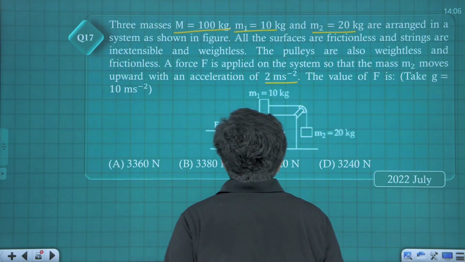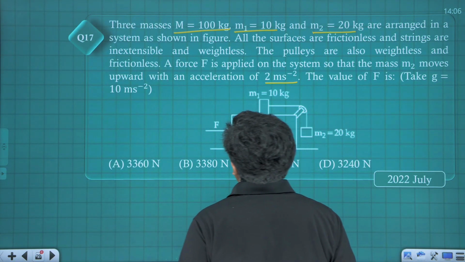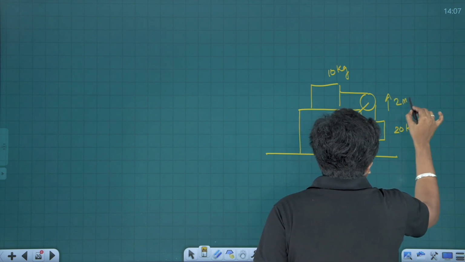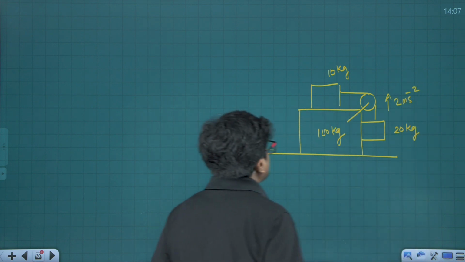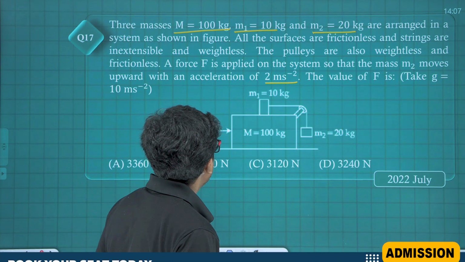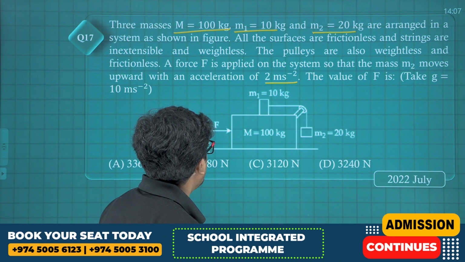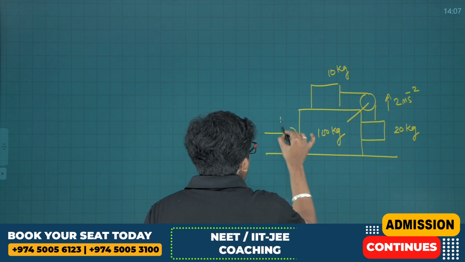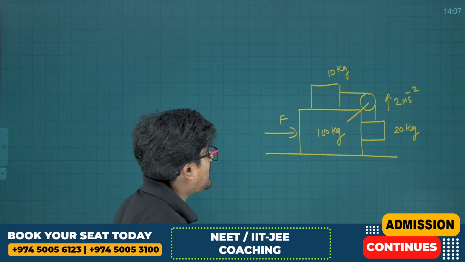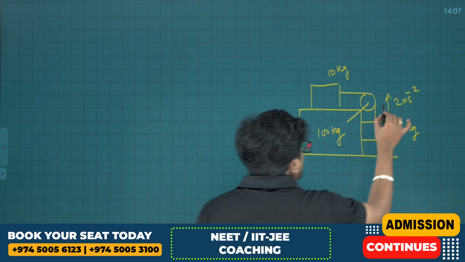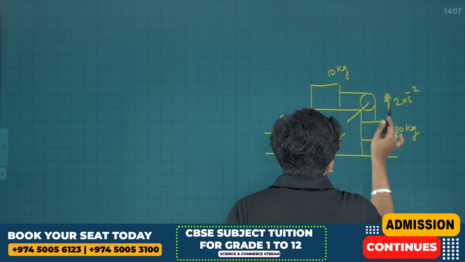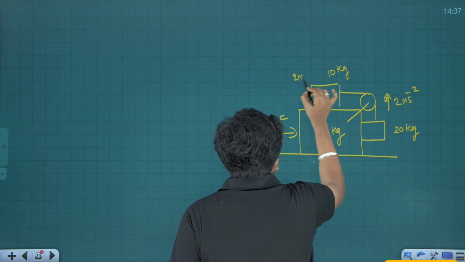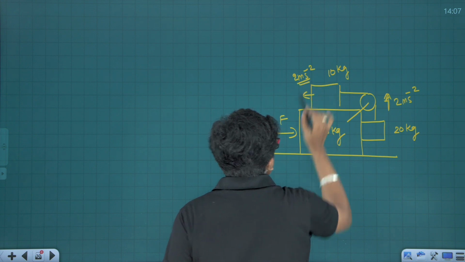And as per the question, 20 kg mass is accelerating upward with an acceleration of 2 meter per second square. Isn't it? 2 meter per second square. All the strings are inextensible, and I am applying a force capital F here. Capital F is here. So here this is moving up with an acceleration of what? 2. So here this also must be what? Moving towards left with an acceleration of 2 meter per second square.